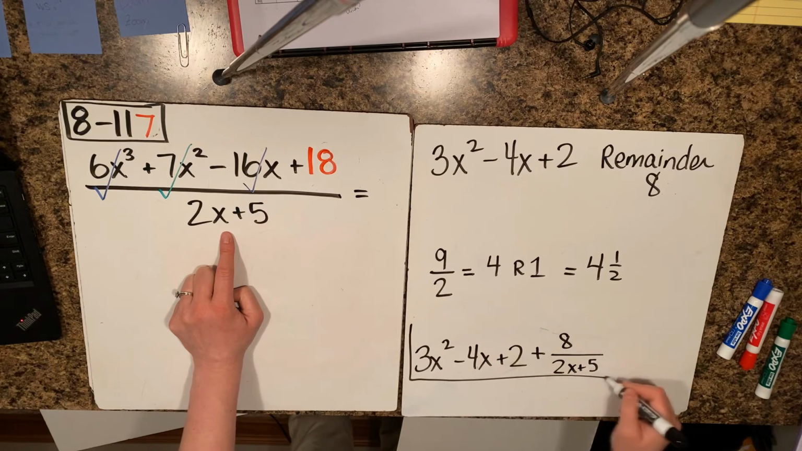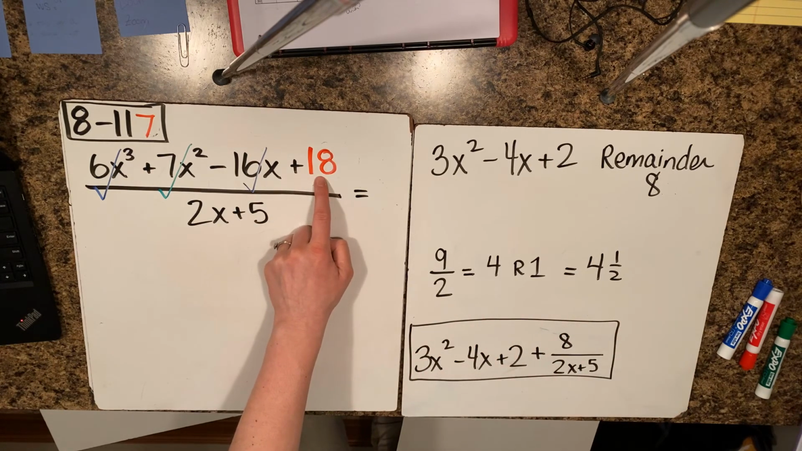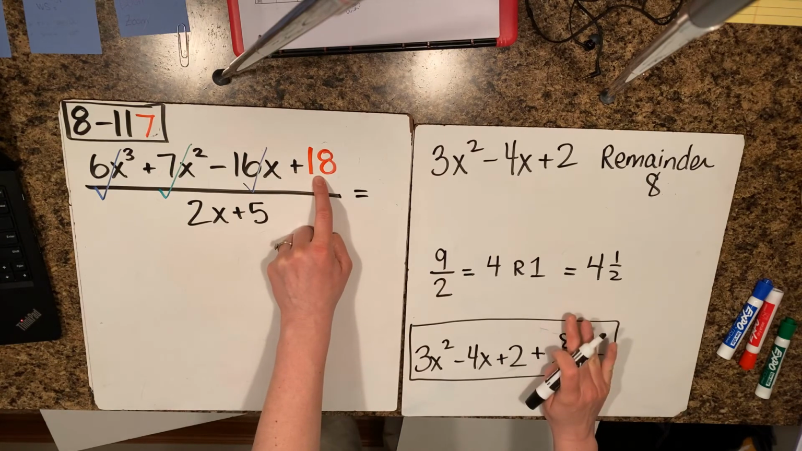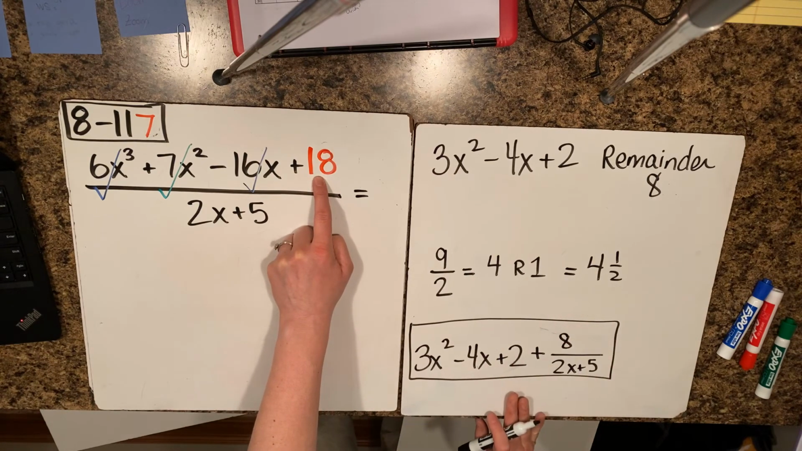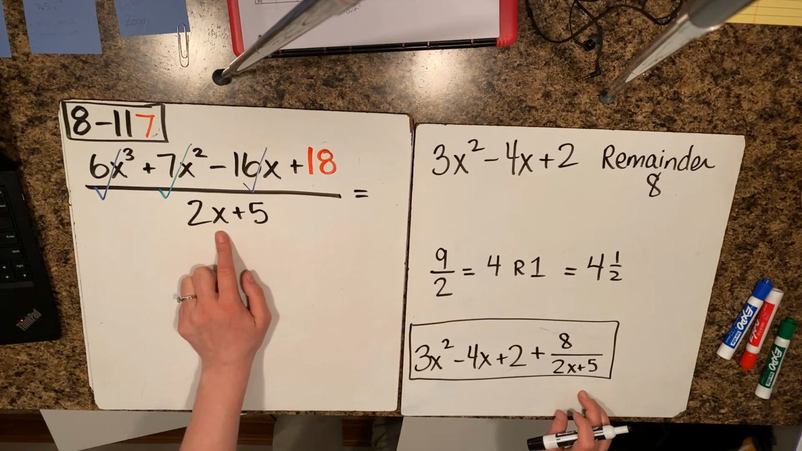So this is our solution for Jessica with a plus 18 here. If this was plus 10, there's no remainder, you just write this. But when there's a remainder, you put it over top of whatever you were dividing by.